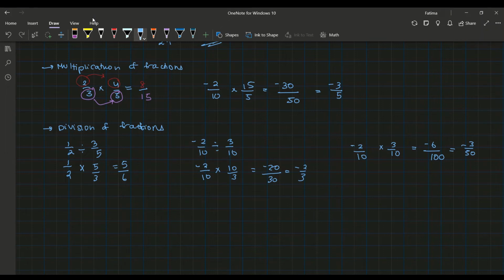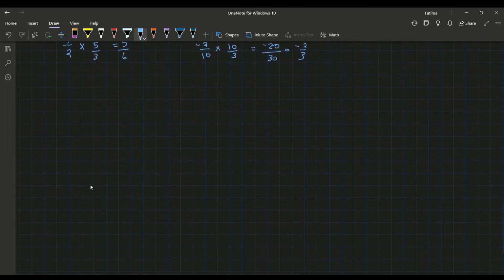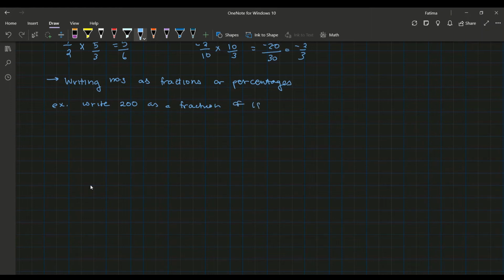Now we'll be moving on to writing numbers as fractions or percentages. So it's best to use an example for this. So let's say we were told to write 200 as a fraction of 180. So as a fraction is our key phrase over here.